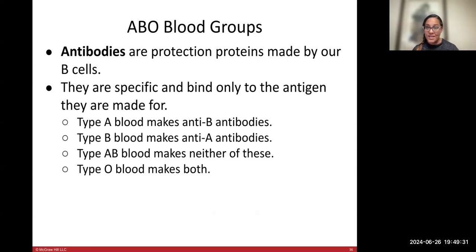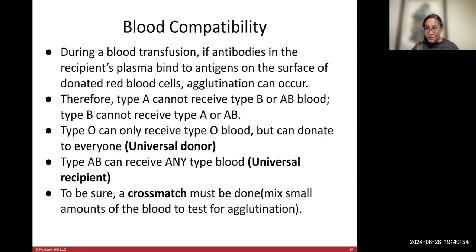Antibodies are protective proteins made by our B cells. They are specific and bind only to the antigen they are made for. So type A blood makes anti-B antibodies. People with type A blood, we do not want type B blood inside of our bodies. Same with all the rest of them. Type AB blood makes neither, and type O makes both. We have to know all this for compatibility purposes in case we ever need a blood transfusion or in case we ever need to give blood.